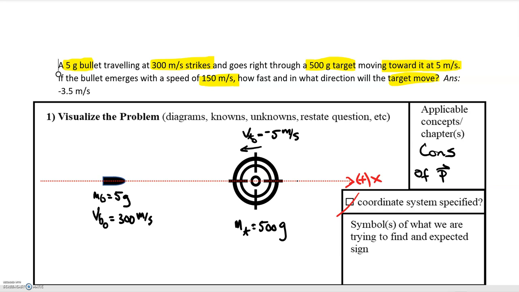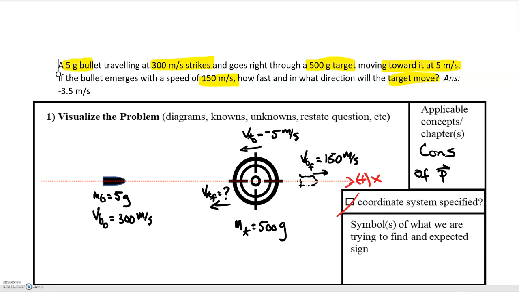We're told that after the collision, the bullet passes through the target, so it's going to emerge to the right of the target, and that is going to be moving towards the right. And so v_bf is equal to 150 meters per second, and that's positive because it's moving to the right. And then finally, we're asked to figure out what is the final velocity of the target, v_tf, and we want to know the direction.